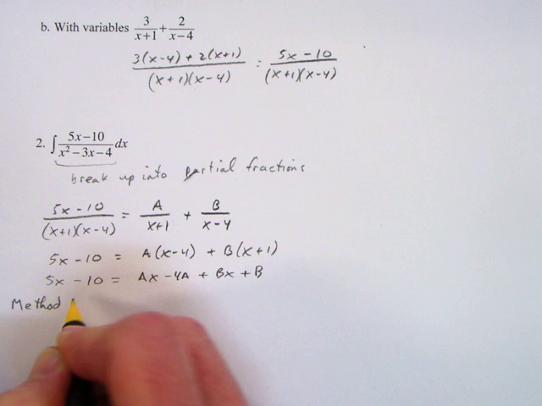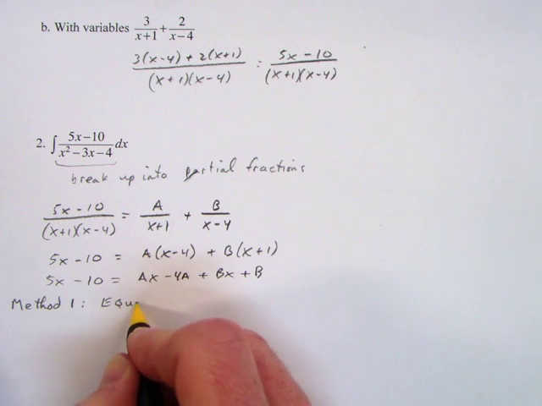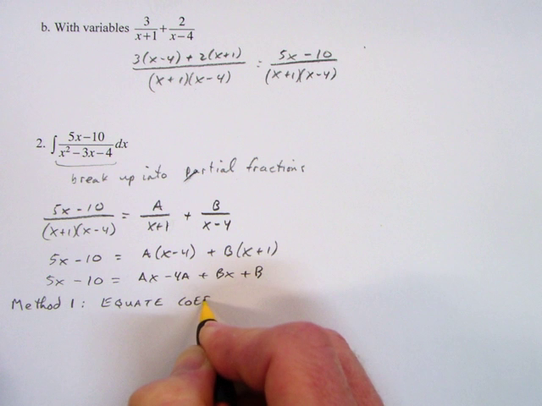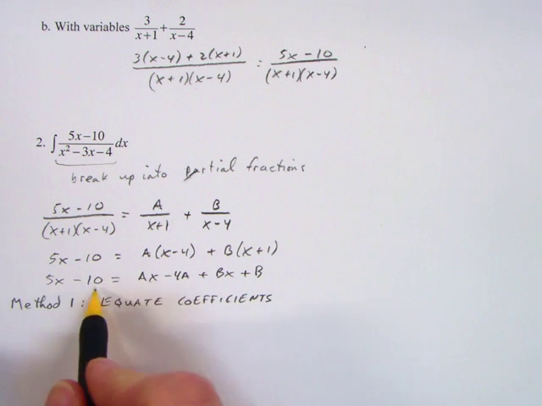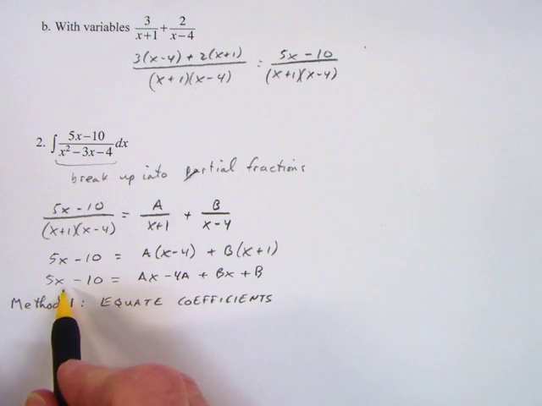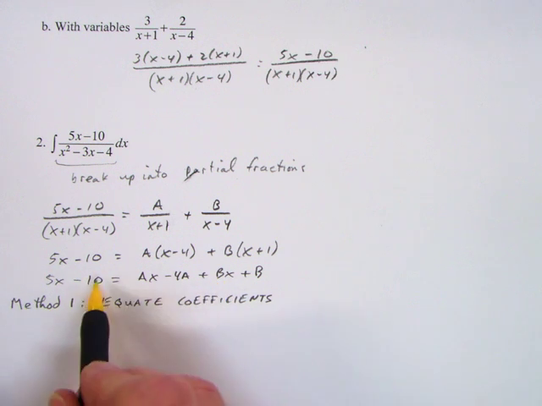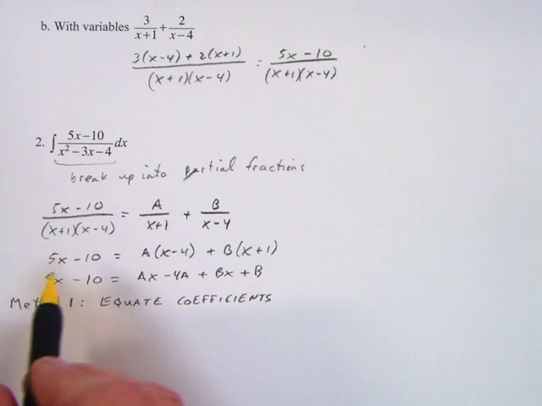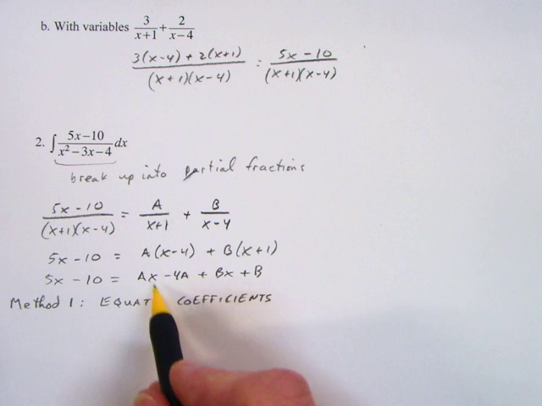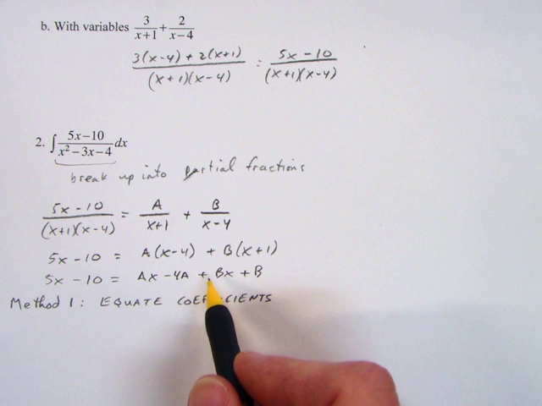Let's look at method 1. Method 1 is going to be equate coefficients. The method of equating coefficients says if I have two polynomials that are going to be equal, then the number of x's on one side has to equal the number of x's on the other side. And the constants on one side have to equal the constants on the other side. For whatever power it is, if we had x squareds on one side, it would have to equal the number of x squareds on the other side. What if you have x squareds on one side, but not on the other side? Well, on the side that you don't have them, that means you would have 0 of them.